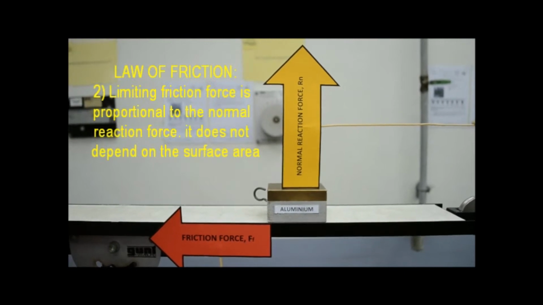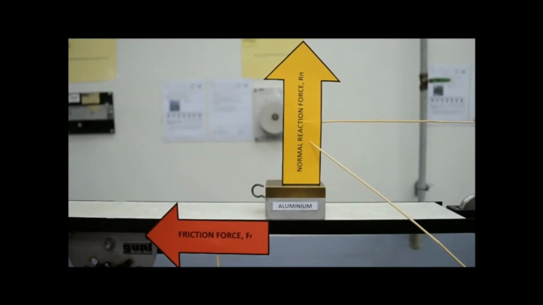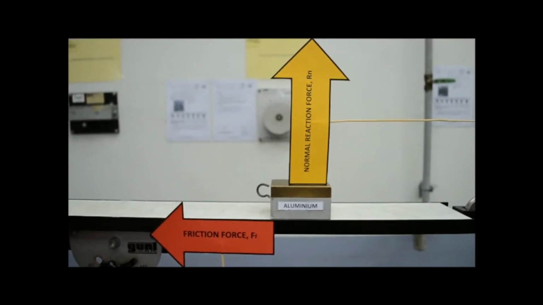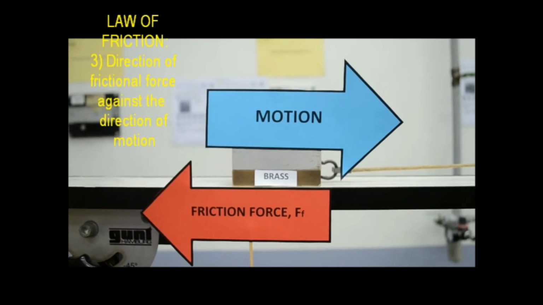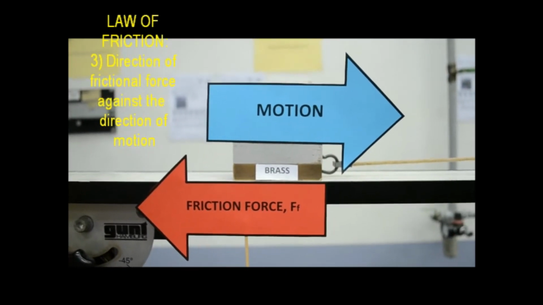Second, limiting friction force is proportional to the normal reaction. It does not depend on surface area. Third, the direction of frictional force is against the direction of motion.